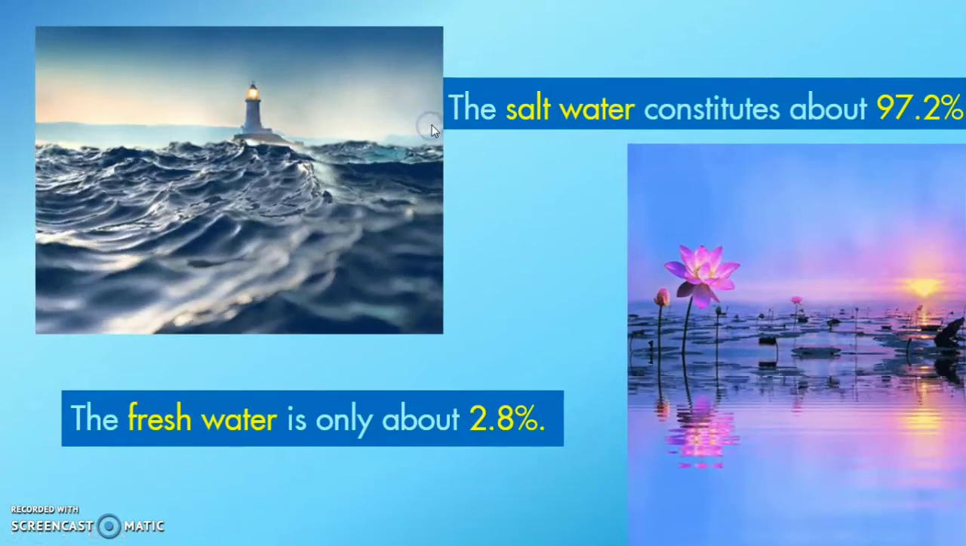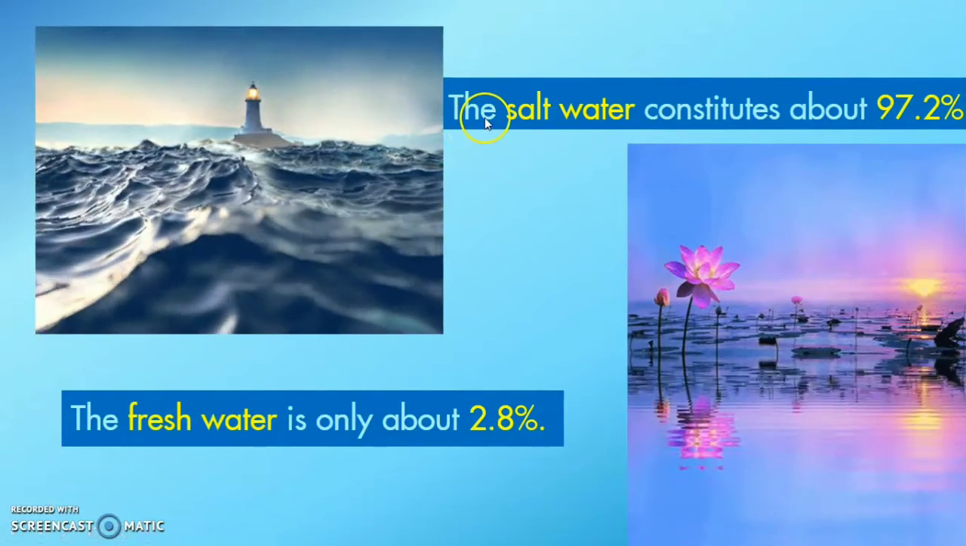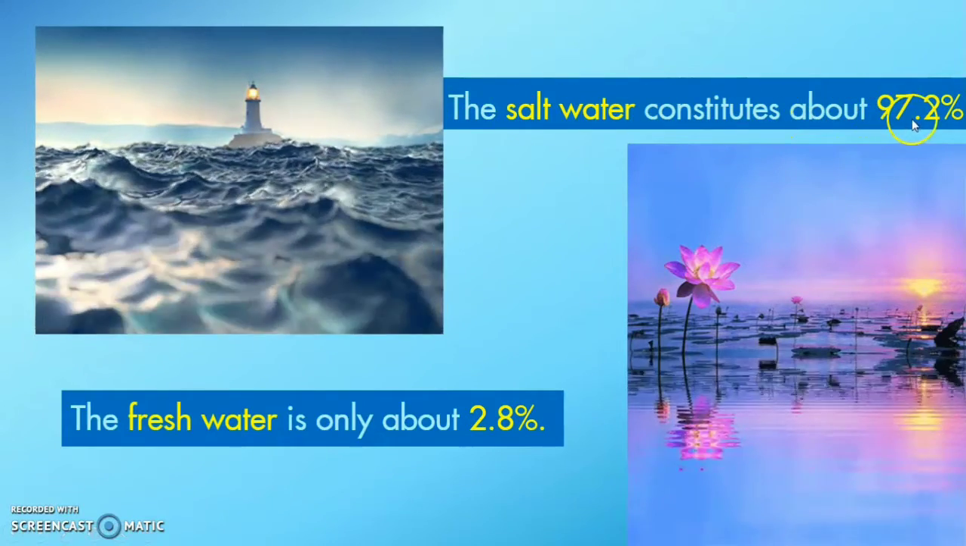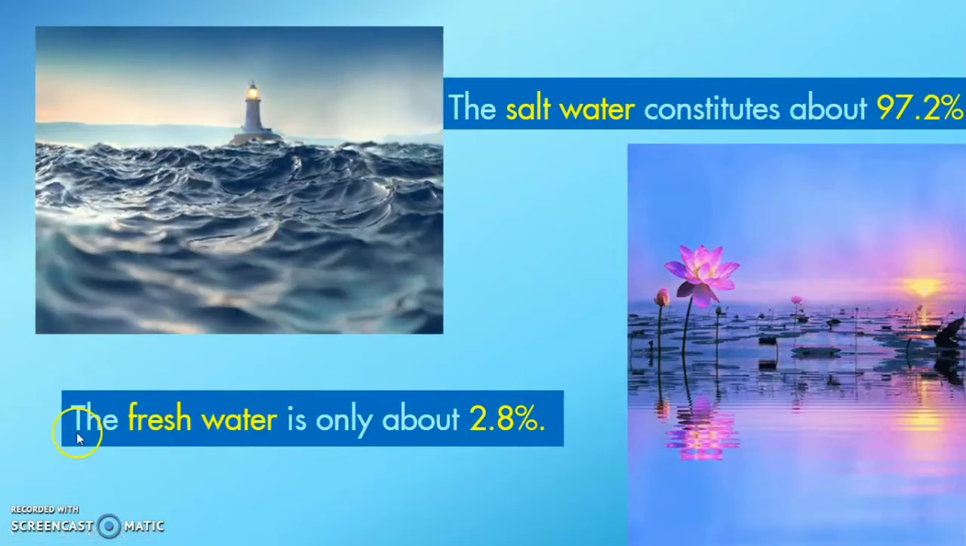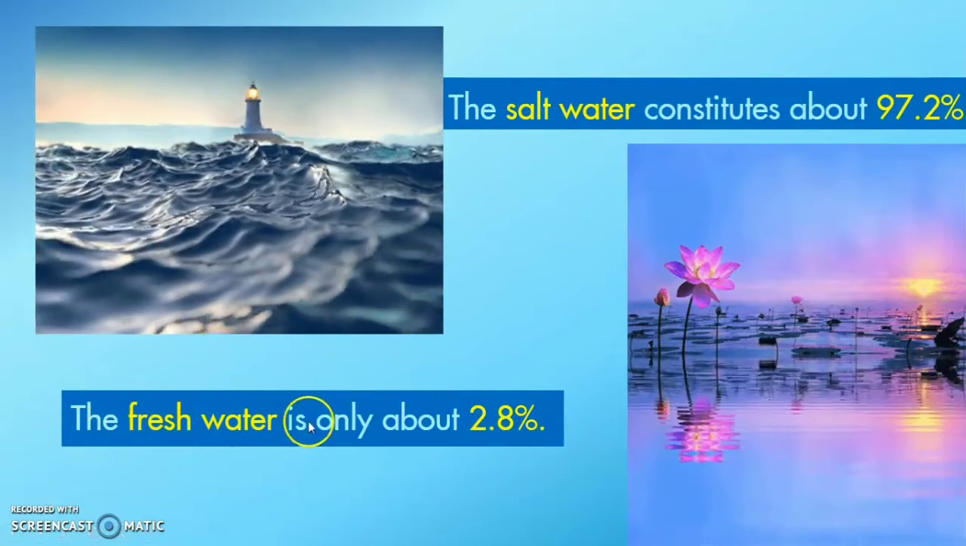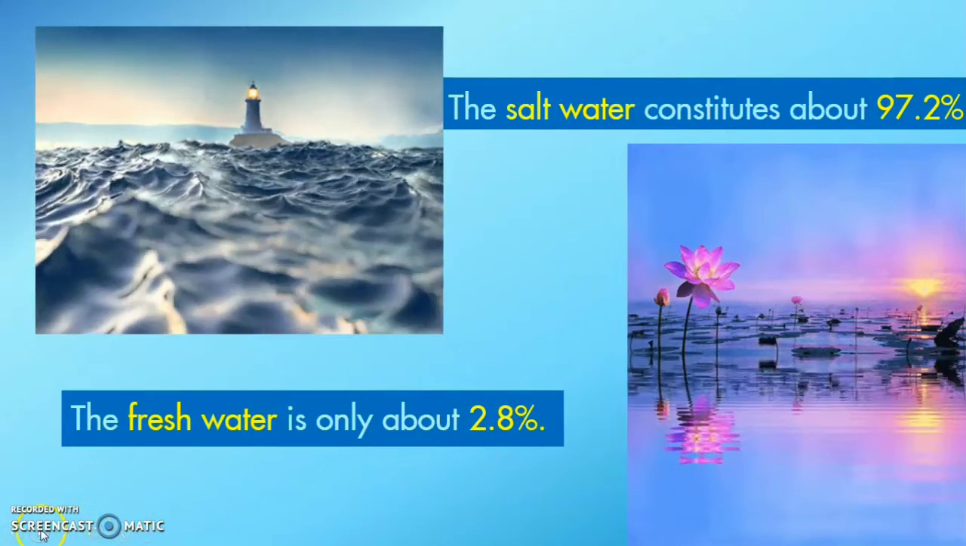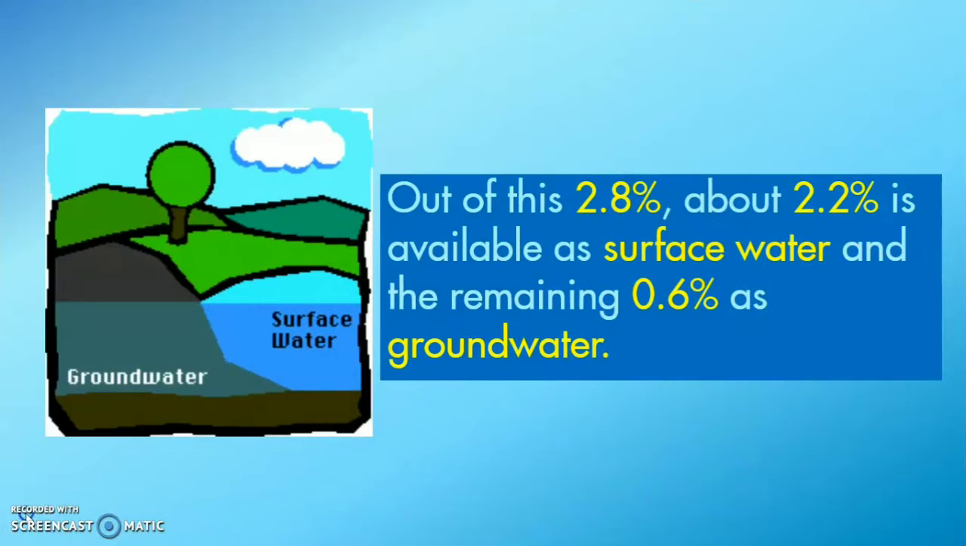Children, as I already told you that most of the water is saline, the salt water constitutes about 97.2% of the total water and the fresh water is only about 2.8% of the total water available. Children, out of this 2.8%, about 2.2% is available as surface water and the remaining 0.6% as groundwater.